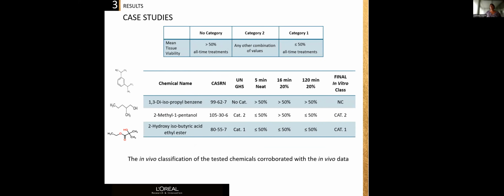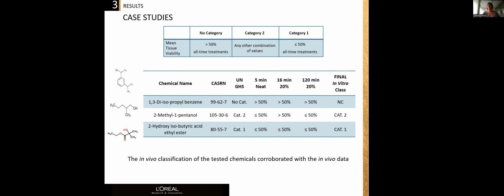Just to illustrate with a few examples, or at least 3 chemicals, what we did, and here I illustrate with liquids just to fit with what has been just presented by Health Canada before. I consider here 3 case studies, 3 chemicals: 1,3-diisopropylbenzene, the 2-methyl-1-pentanol, and the 2-hydroxy-isobutyric acid ethyl ester, which are liquids, but I can show similar case studies with the solids.